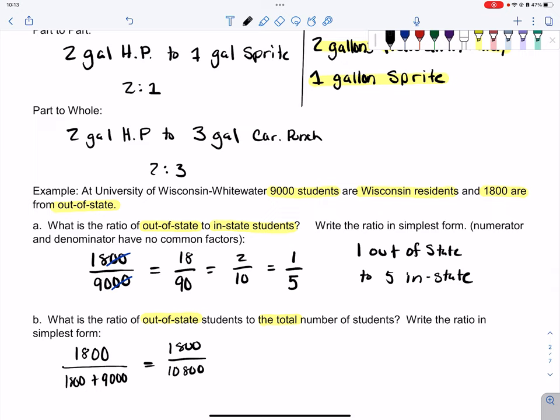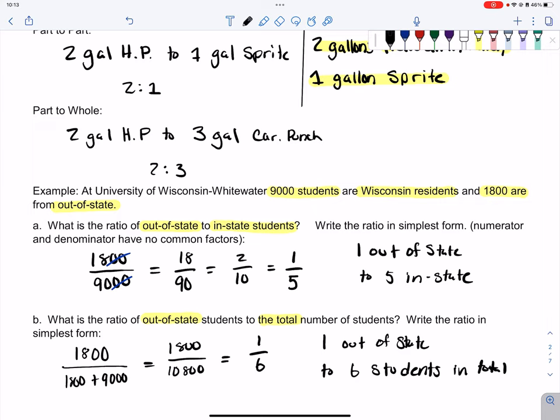10,800, which then is going to simplify to give us 1 over 6. So now this means that there is one out-of-state student to every 6 students in total. Essentially meaning that if you had selected 6 students at random, probably one of them is going to be from out of state.